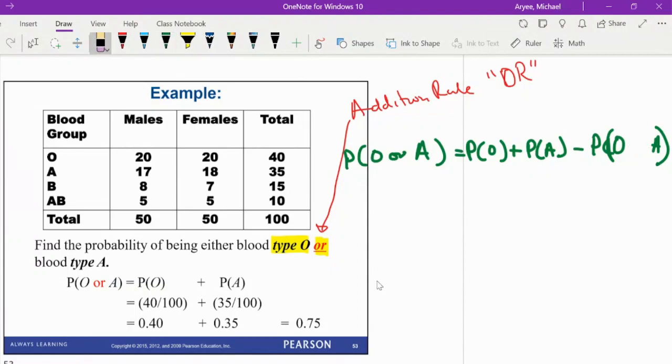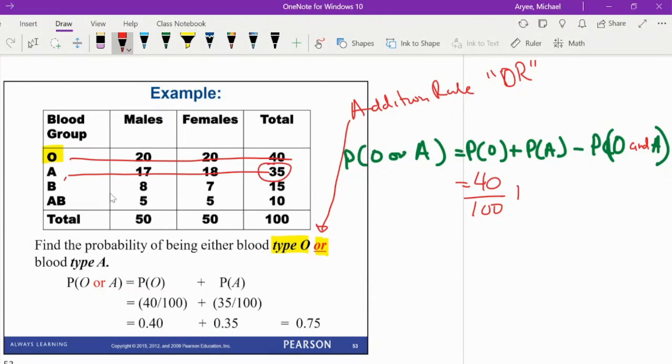Okay, so let me write the "and" because it doesn't look too clear. O and A. Now, we're looking at O, all the O's are 40. When you draw a line like this, all the O's are 40. So this is 40 over 100. Then all the A's is 35 over 100. However, they don't overlap. So this is an example of mutually exclusive.